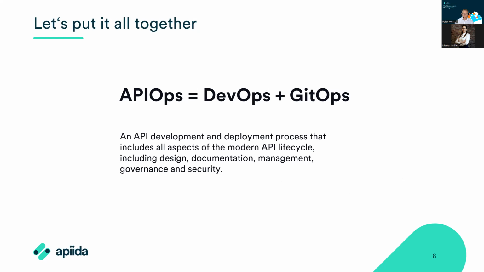And to bring it all together to APIOps, that basically means we take the methods and the principles of DevOps, so for application development, and we also take the principles and methods of GitOps for infrastructure automation, and we put it together because an API always has at least two parts.